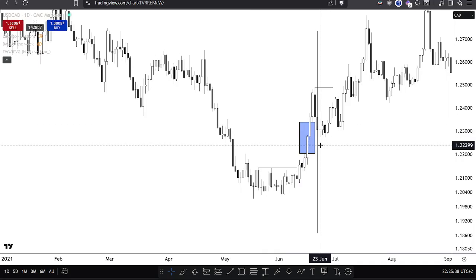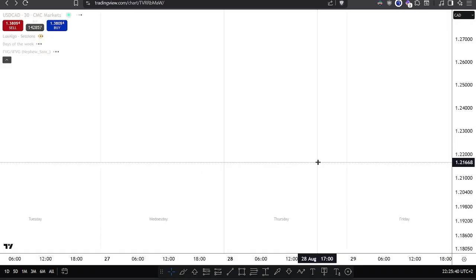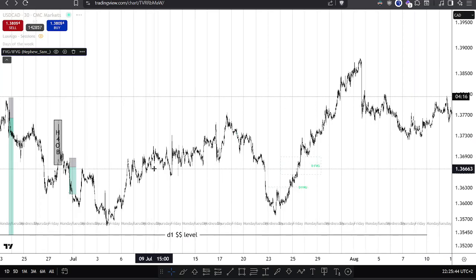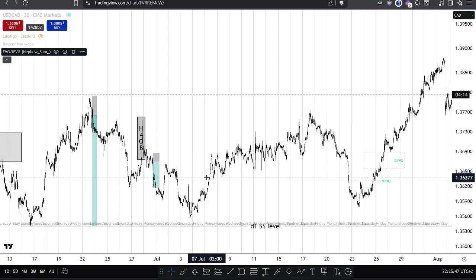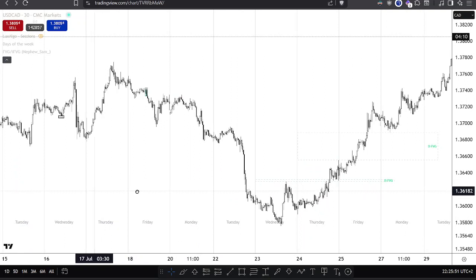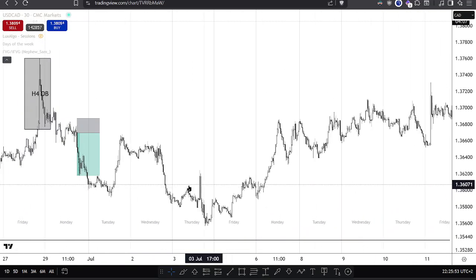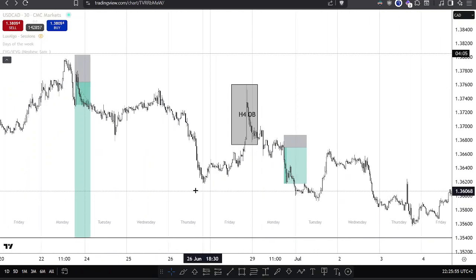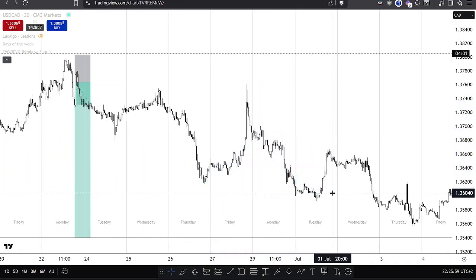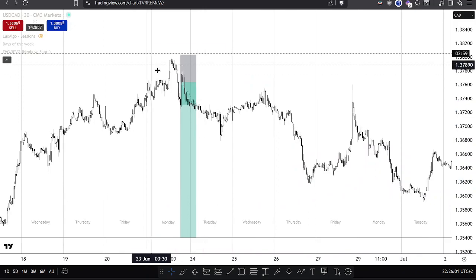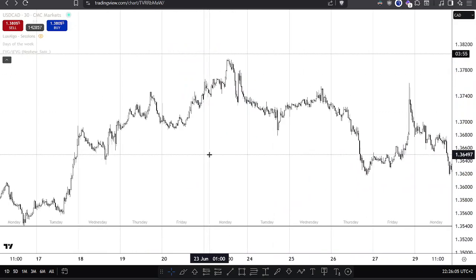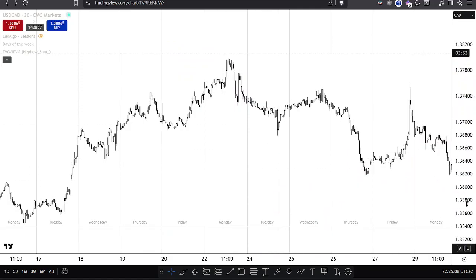June 23. Okay, M30. Let's see here. August. I've been drawing some on this, I can see. Okay. June. We don't need this, but we had some fun over here. Okay, June 23. That's here, right?